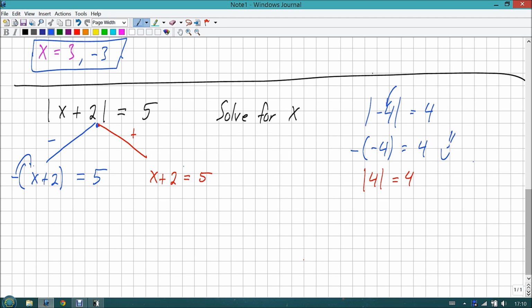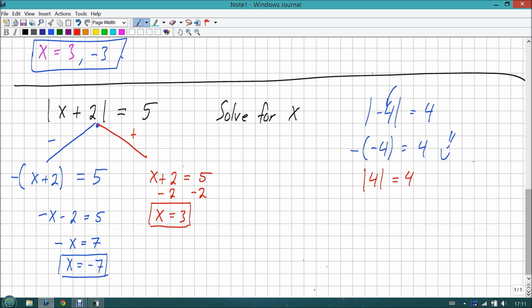On the left, the negative distributes. So on the next line, I would have -x minus 2 is equal to 5. Adding 2 to both sides, I have -x is equal to 7. Multiplying both sides by -1, I get x is equal to -7. But there's more to it than just that. There's going to be not only -7, but there's going to be another number that makes it work. And that's going to be over here. If I subtract 2 from both sides, then I get x is equal to 3.